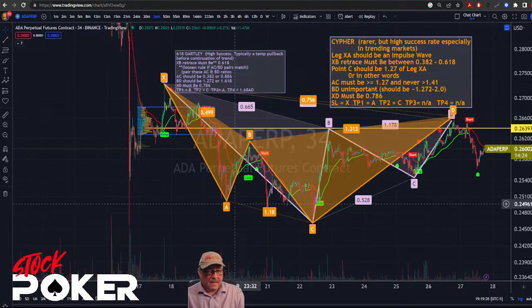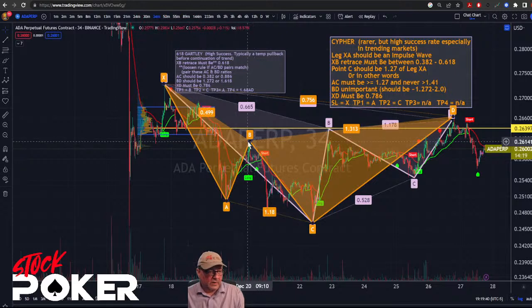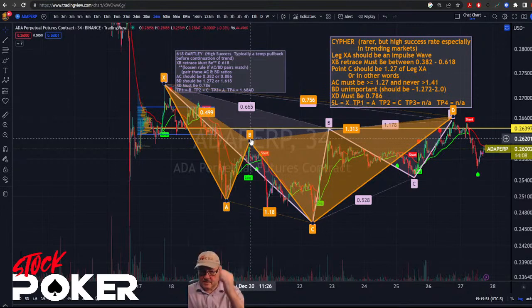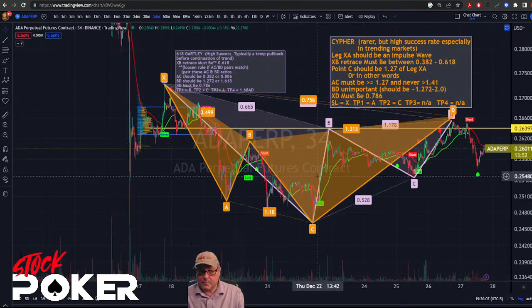And then the XB retracement, the first retracement that you could draw, we nailed the 0.5 here. For a Cypher, it should be between 0.382 and 0.618. Again, I'm going to say it again, the 0.382 or the 0.618 or somewhere in between. Less perfect than that would be if it hit a Fibonacci level somewhere between the 0.382 and the 0.618. Now, this is super important.